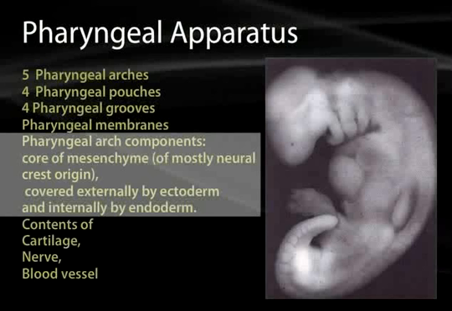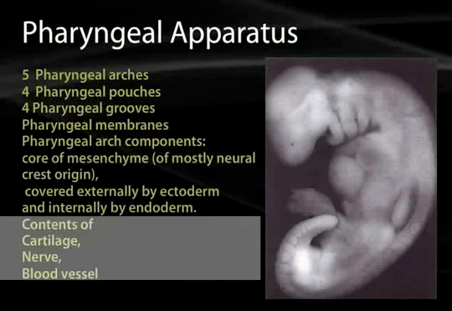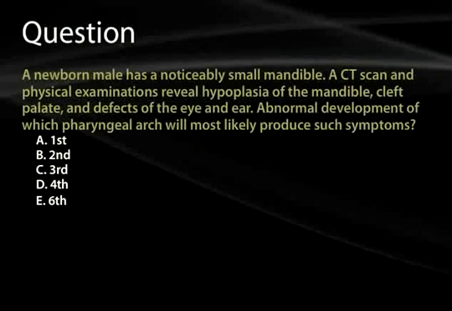The components of the pharyngeal arch will contain a core of mesenchyme, which will largely be neural crest in origin. They'll be covered externally by ectoderm and internally by endoderm. Inside, each of those will develop into a pharyngeal cartilage, an associated pharyngeal nerve, and an associated pharyngeal vessel, which will be one of the arches of the aorta.